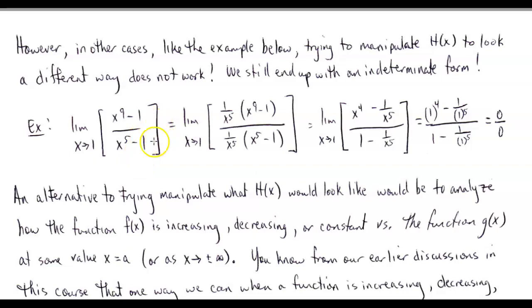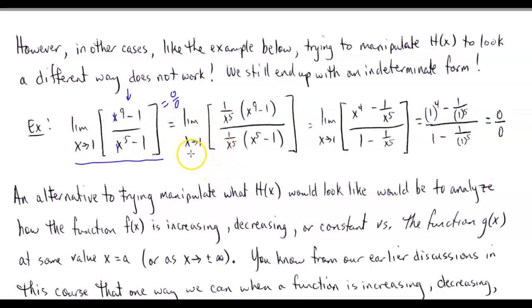In this next example, if I wanted to evaluate the limit of this rational function, x raised to the 9 minus 1 divided by x raised to the 5 minus 1, as x approaches 1 from both the left and the right, notice that if I just plug in 1 here and here, I'm going to get 0 over 0.